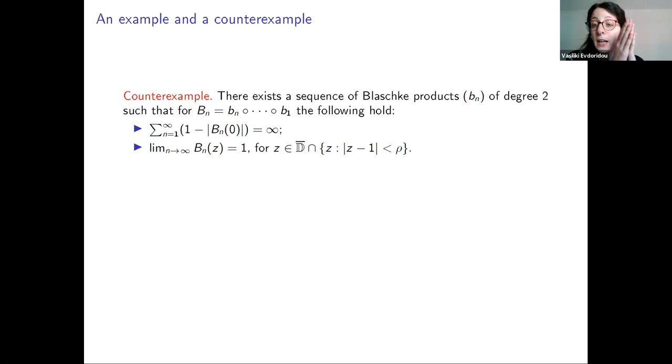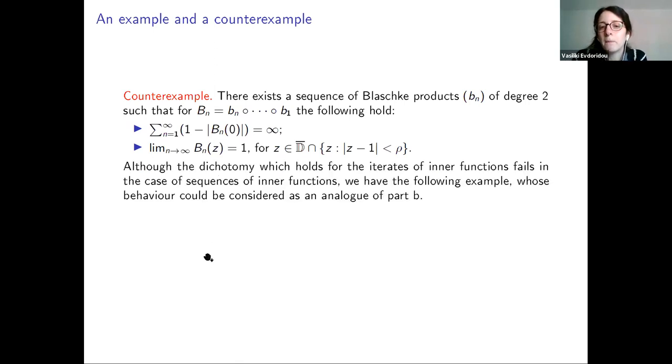So in part B, in the case of iterates of an inner function, we had a divergent sum, and whenever the Denjoy-Wolff point was on the boundary, almost no point on the boundary tended to the Denjoy-Wolff point under iteration. Here, Bn of zero tends to one, and a set of positive measure on the boundary also has orbits tending to one under capital Bn. So although the dichotomy doesn't hold, we have an example which has analogous behavior to what you would expect from part B for sequences of inner functions.